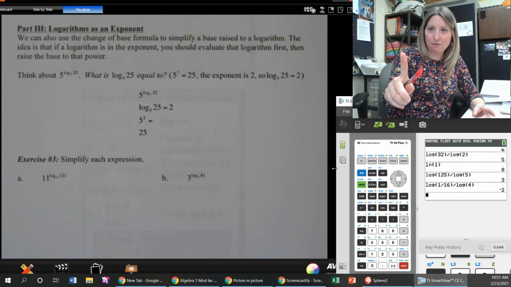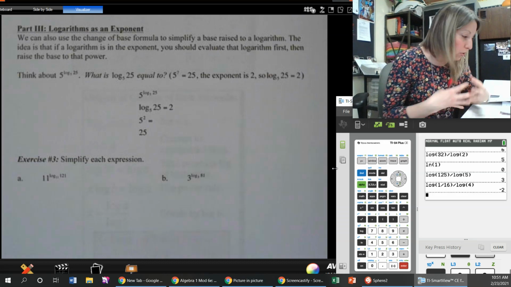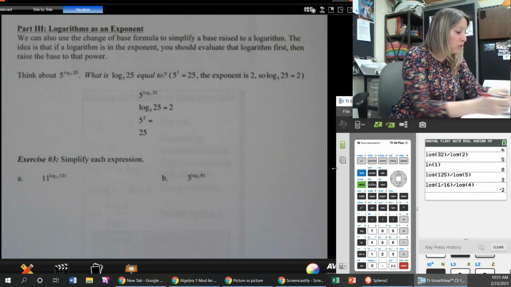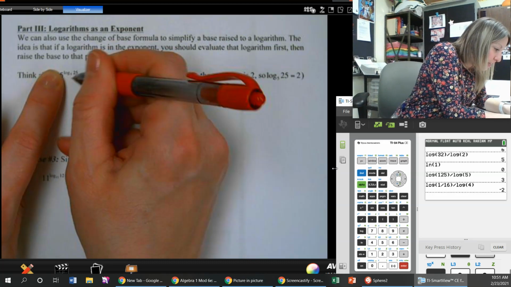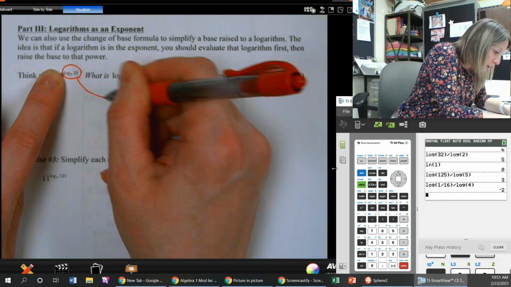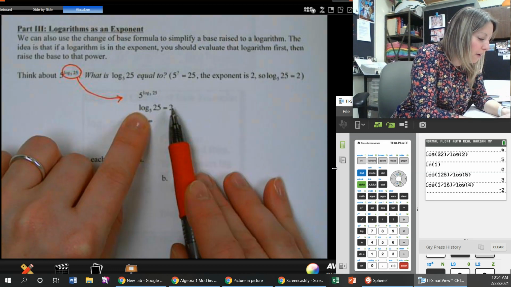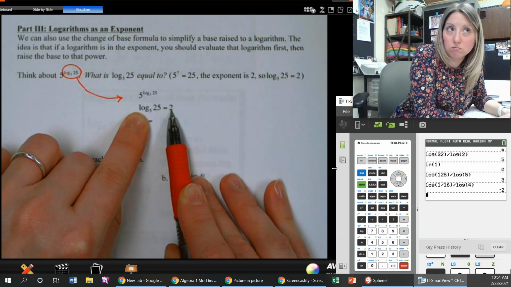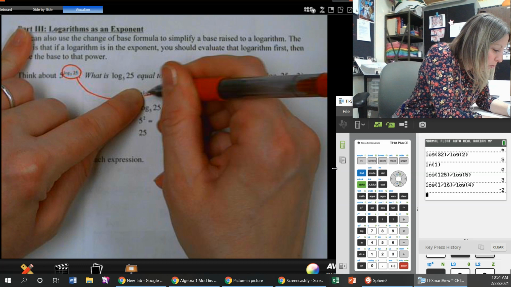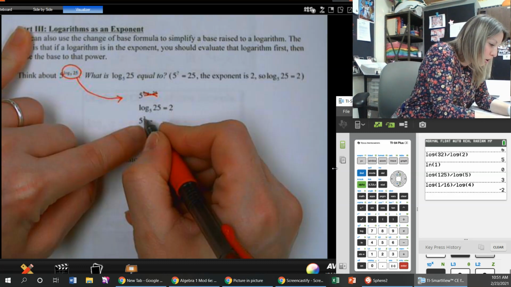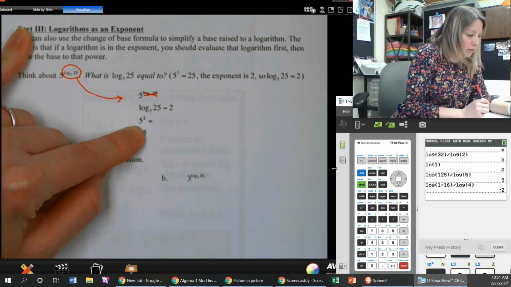Let's think about it using this example that I start with, and then we'll actually do it. So log base 5 of 25. I'm just going to take that out of this first and look at it. Log base 5 of 25 is 2. So that means I'm going to substitute in 2 where there was a log base 5 of 25. And what is 5 squared? It's 25.